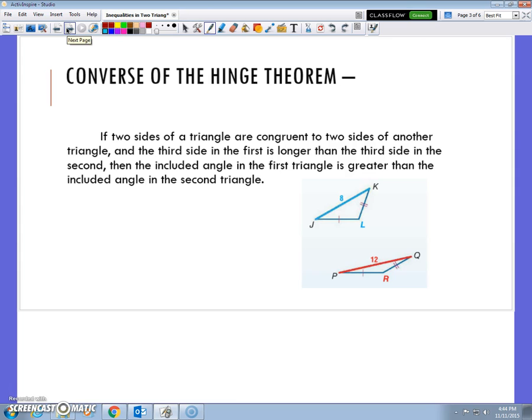The converse, in a lot of words, says if two sides of a triangle are congruent to two sides of another triangle, and the third side of the first is longer than the third side in the other, then the included angle in the first is greater than the included angle in the second. So once again, it's very interesting how you do it here.